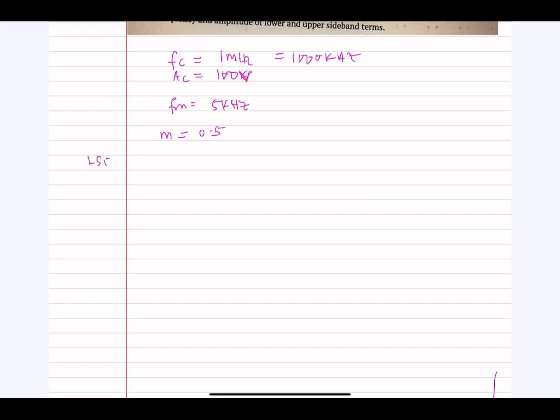The lower sideband has a frequency of FC minus FM. And this is straightforward, which is what? 1000 kilohertz or 1 megahertz minus 5 kilohertz. And this is supposed to give us 995 kilohertz. And then the upper frequency is FC plus FM, which is equal to 1000 kilohertz plus 5 kilohertz. And this is supposed to give us 1005 kilohertz.